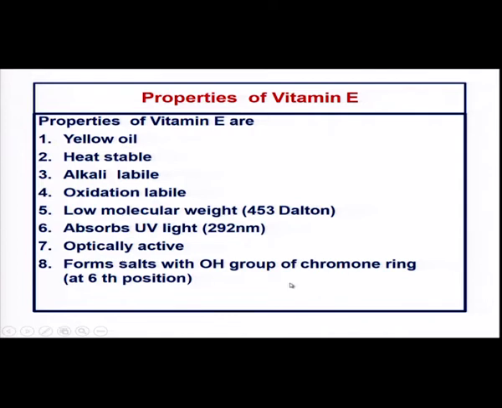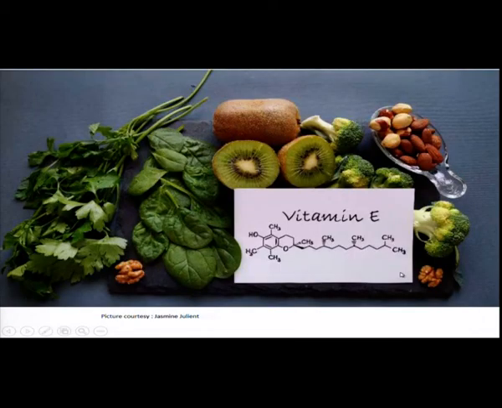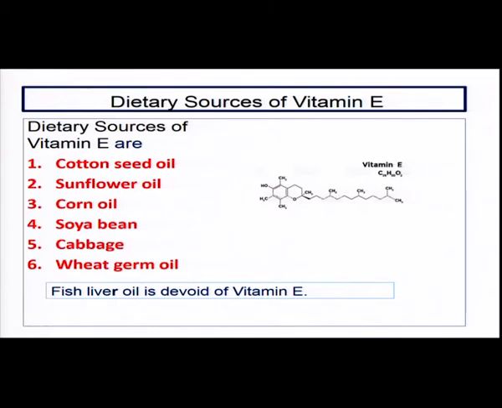So you see over there, you can make salts with the hydroxy group present in the chromone ring, and here is a quick look of all the sources by which you can get vitamin E. So I am going to elaborate more on these sources in the coming slides. So you see over there, the first three choices happen to be oil: cottonseed oil, sunflower oil, corn oil.